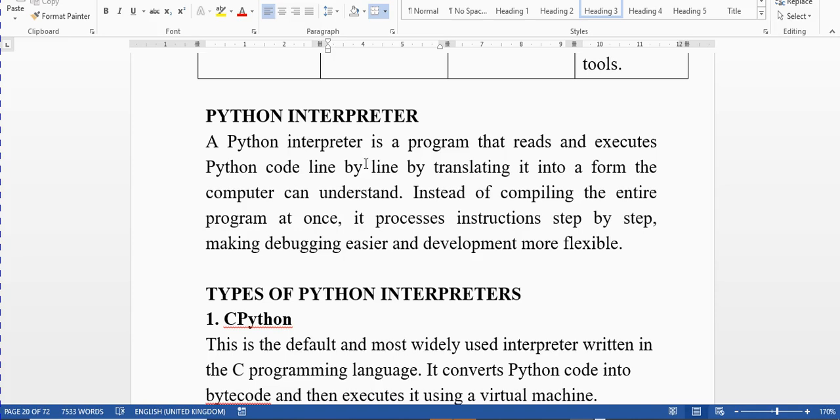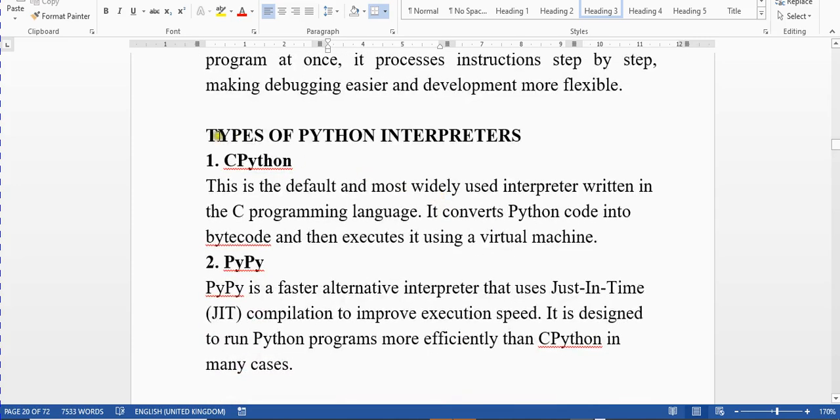You understand? You can easily say an interpreter is the program that translates a high-level programming language into low-level programming language. So instead of compiling the entire program at once, it processes instructions step by step, making debugging easier and development more flexible. So we have different types of Python interpreter.